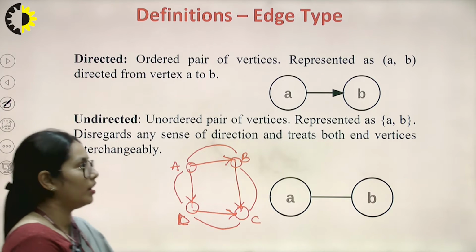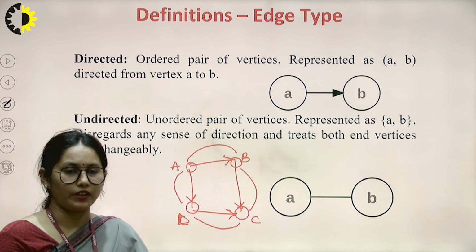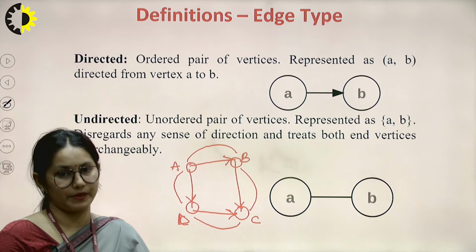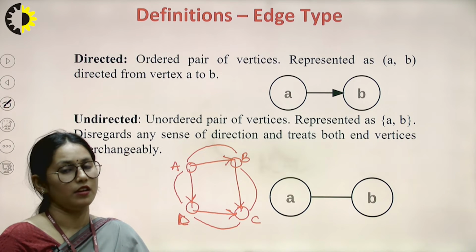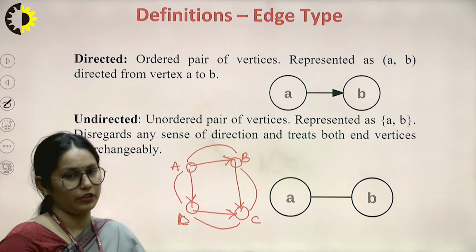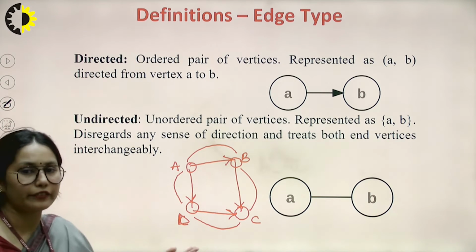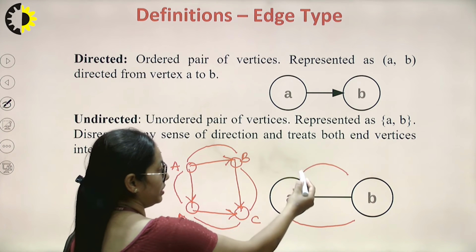Now what is undirected? Undirected is an unordered pair, so it will not have any kind of direction among them. The link does not have any direction. So you can go from A to B or from B to A.